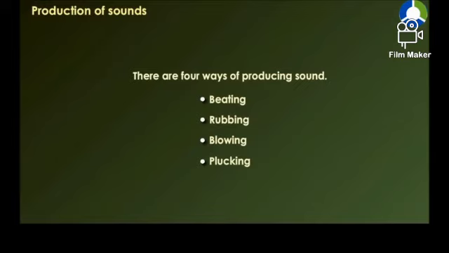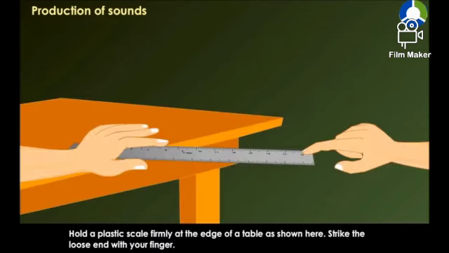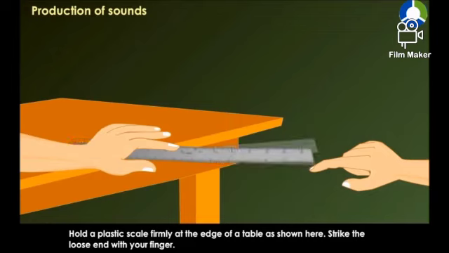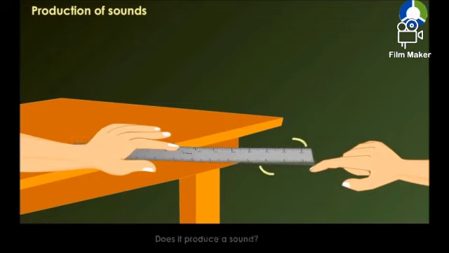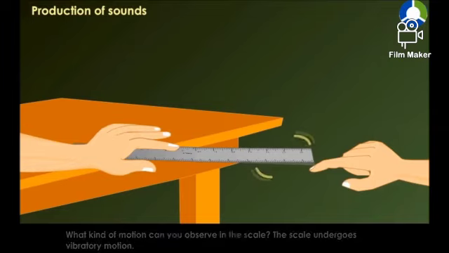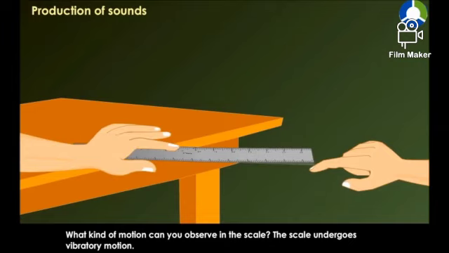Let us understand how sound is produced by doing the following activities. Hold a plastic scale firmly at the edge of a table as shown here. Strike the loose end with your finger. Does it produce a sound? Yes, it produces a sound. What kind of motion can you observe in the scale? The scale undergoes vibratory motion.